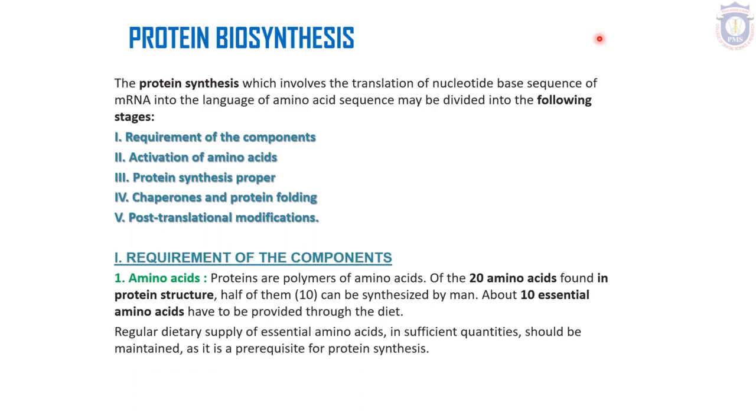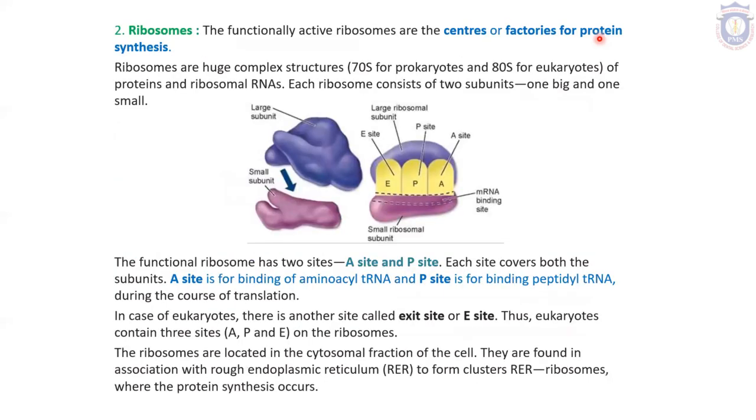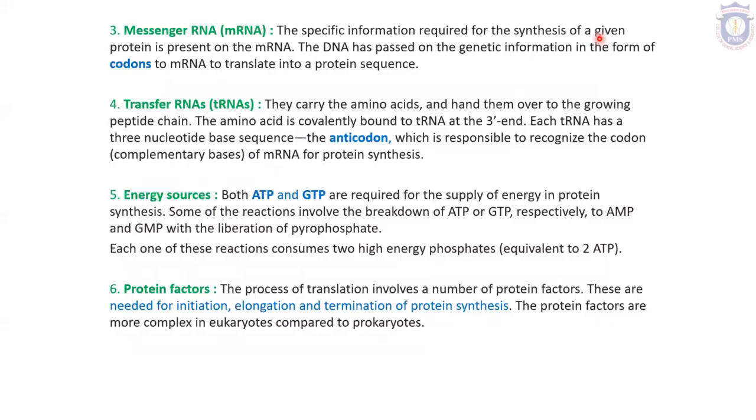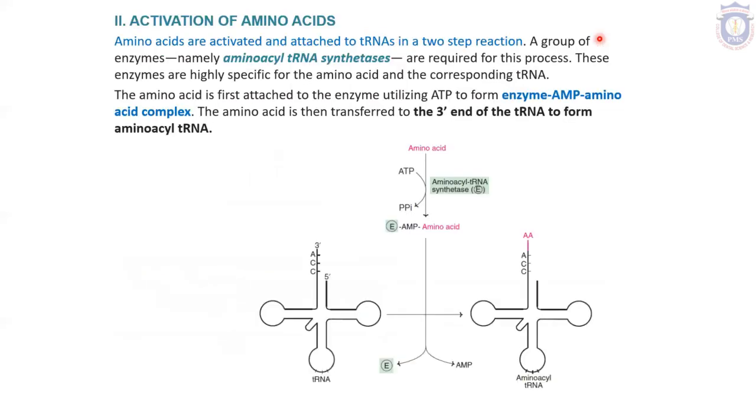First one, requirement of the components. Some of the essential components required for the translation to occur is the first one, amino acid, second, ribosomes, third one, messenger RNA, fourth one, transfer RNA, energy sources in the form of ATP and GTP, and the protein factors.